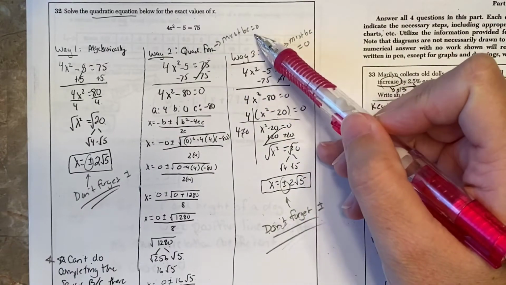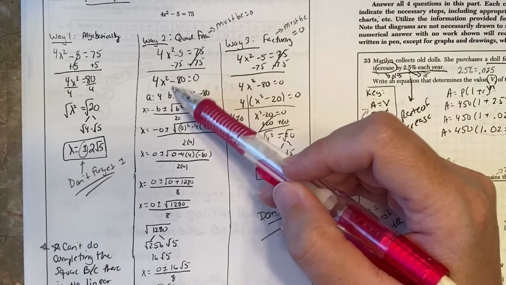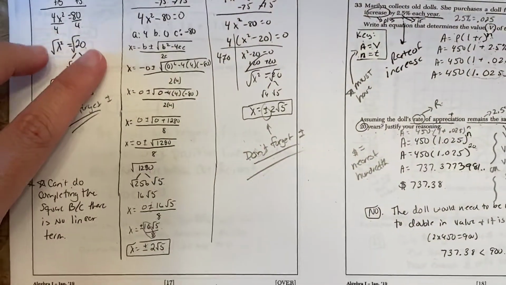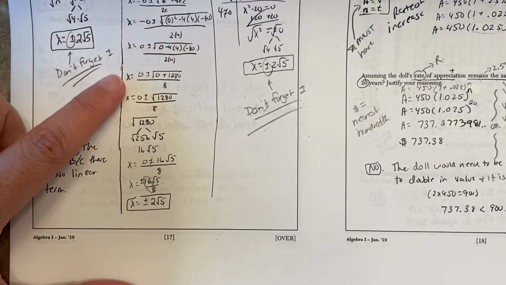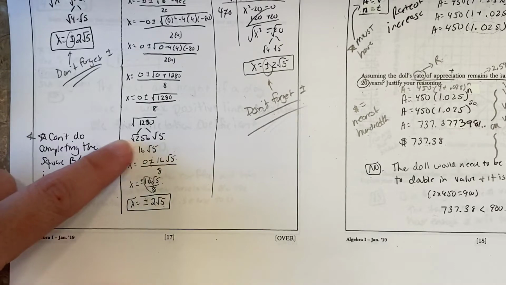For the quadratic formula, you want to make sure it's equal to 0, so you have to move over the 75. Negative 5 minus 75 is negative 80. Then you just list your a, b, and c, and fill in all your numbers. To simplify, you get 1280, and 256 and 5 are your two factors.